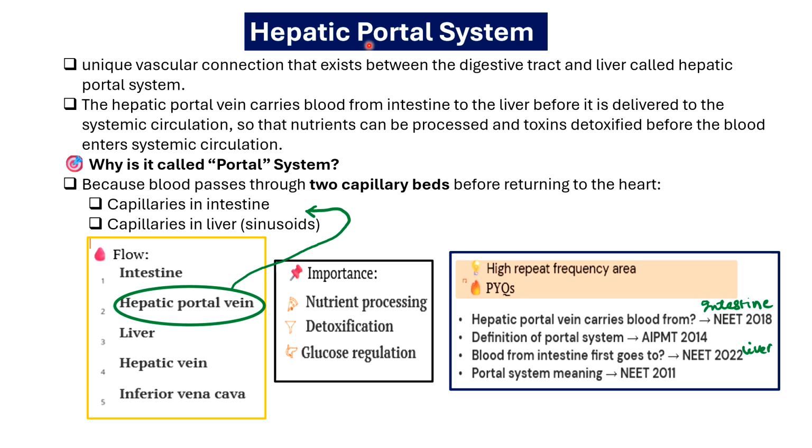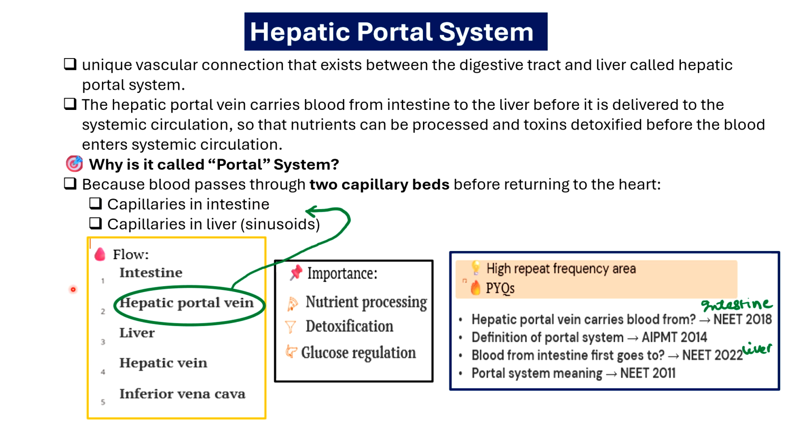The next topic is the hepatic portal system, which is very important from the NEET perspective. The hepatic portal system refers to a unique vascular connection present between the digestive tract and the liver. Why is it called portal? Because the blood passes through two capillary beds before returning to the heart. That is why it got its name as portal. One is the capillaries in the intestine. The second is the capillaries in the liver, or the sinusoids.